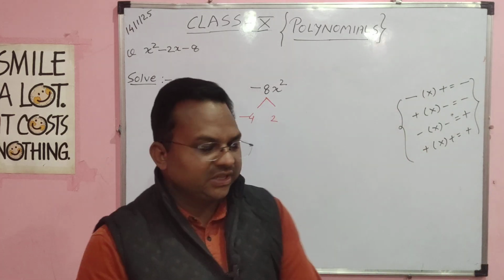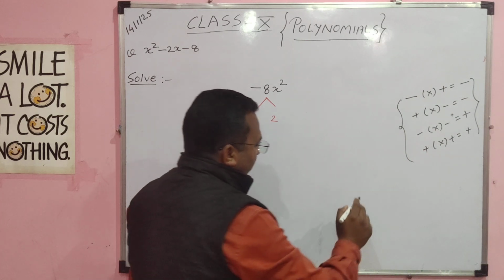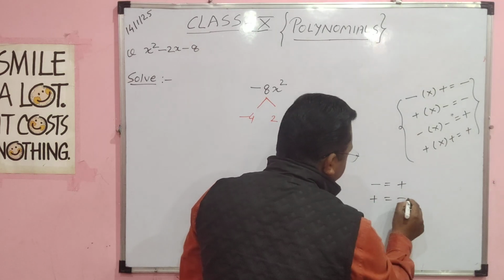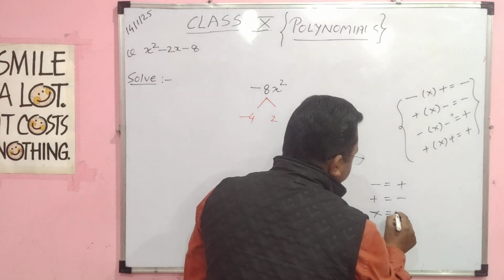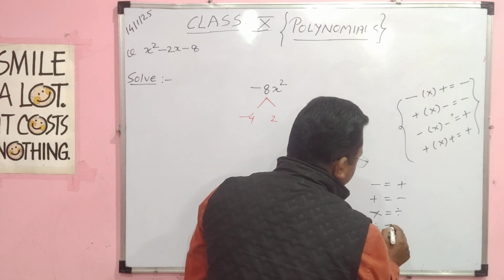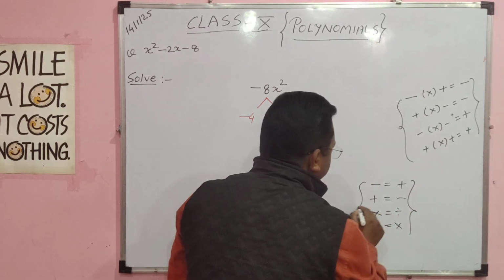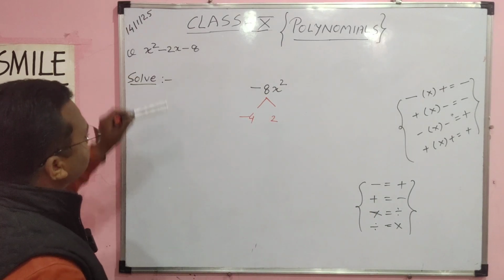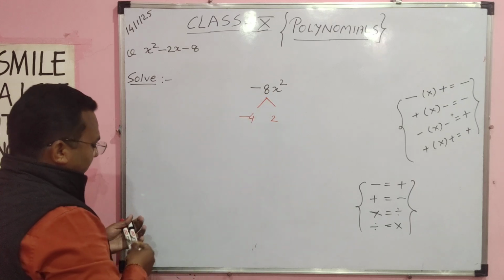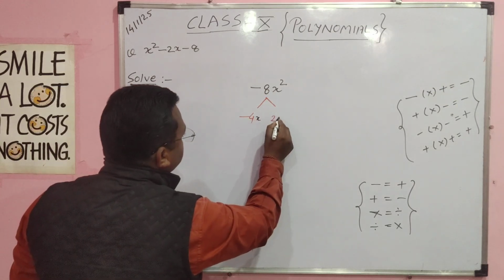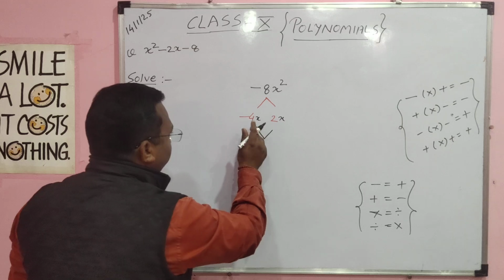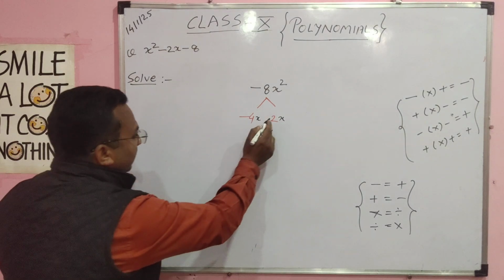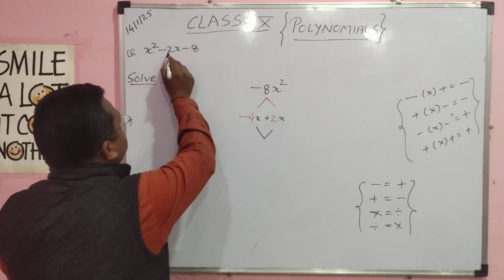Also an important concept is the transfer of symbol: minus becomes plus, plus becomes minus, multiply becomes divide, and divide becomes multiply. Clear? So here we write x, and when you multiply minus 4x and 2x, you get minus 8x square, and minus 4x plus 2x gives minus 2x.